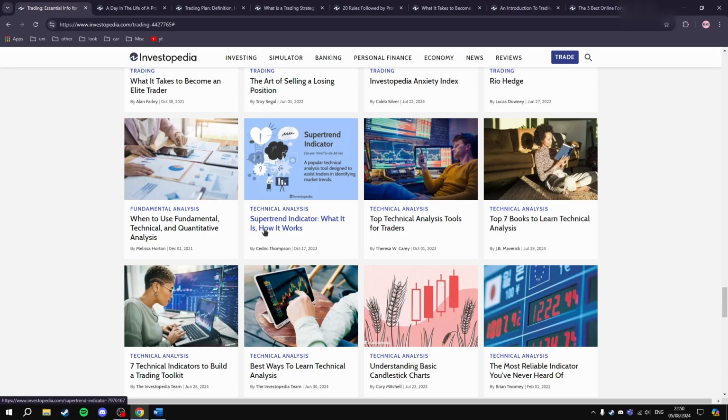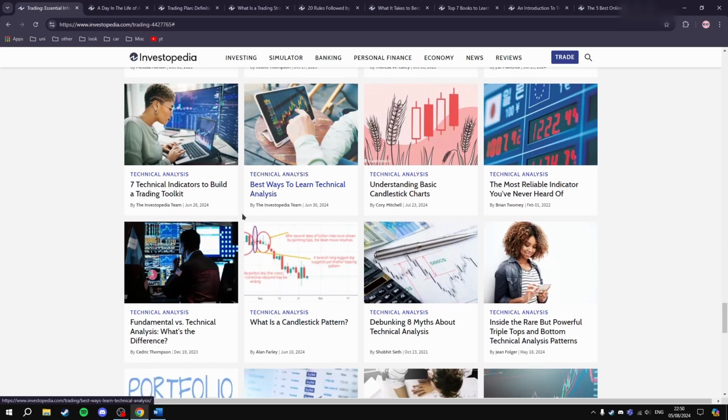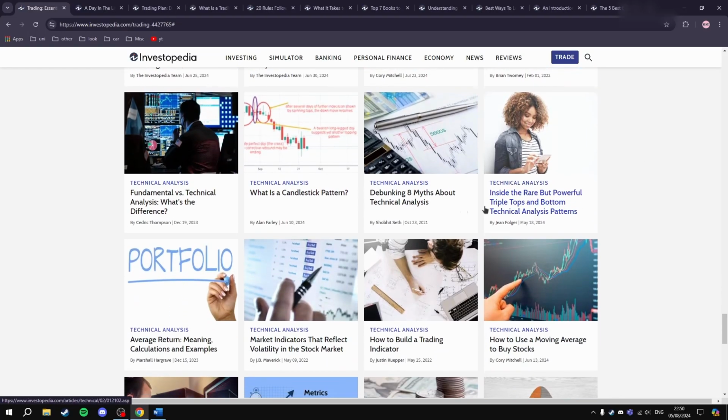Super trend indicators, what it is, how it works. Top technical analysis tools for traders. Top 7 books to learn technical analysis. Interesting as well. 7 technical indicators to build a trading toolkit. Best ways to learn technical analysis. Understanding basic candlestick charts. In there as well. Do that one. Most reliable indicator you've never heard of.